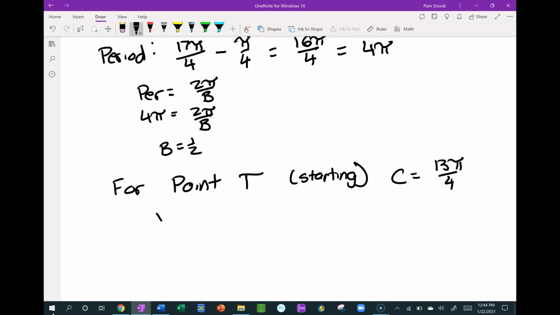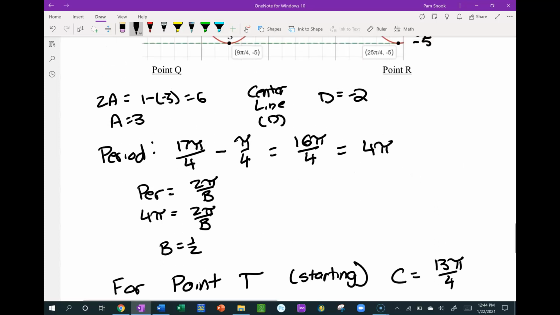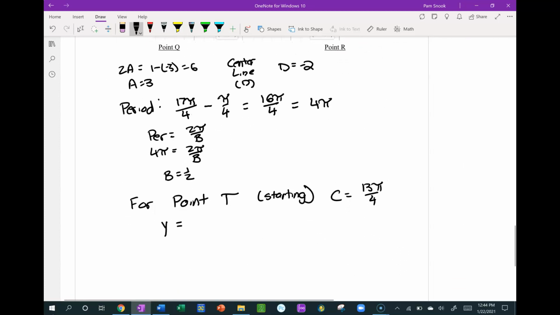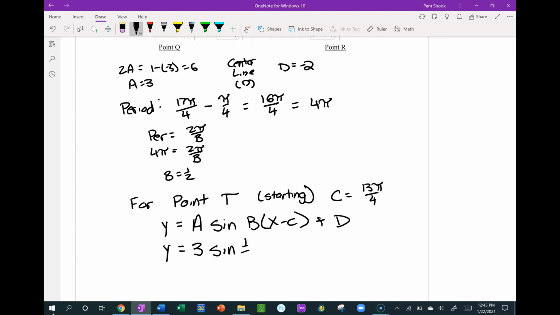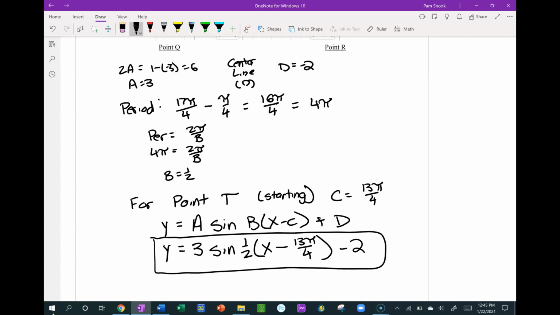So now my equation is going to be y equals A, and A is 3. Let's make this a little bit smaller so we can see everything. So A sine B x minus C plus D. So y equals A, which is 3, times the sine of B, which is 1/2, x minus C, 13 pi over 4, plus D. And D is -2, so I'm just going to subtract 2. That's our equation if we start at point T.